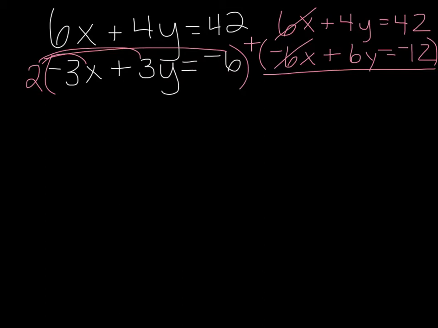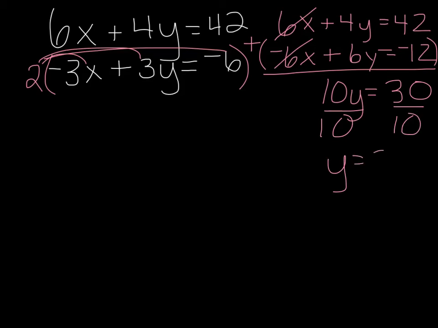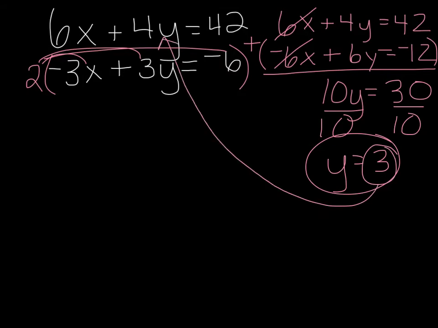Then we have 4y plus 6y gives 10y, and 42 plus negative 12 is 30. Divide by 10, y is 3. Now we have our y value, so we're going to take this and plug it back in for y to get our x value. It doesn't matter which equation, let's just plug it into the very first one here.